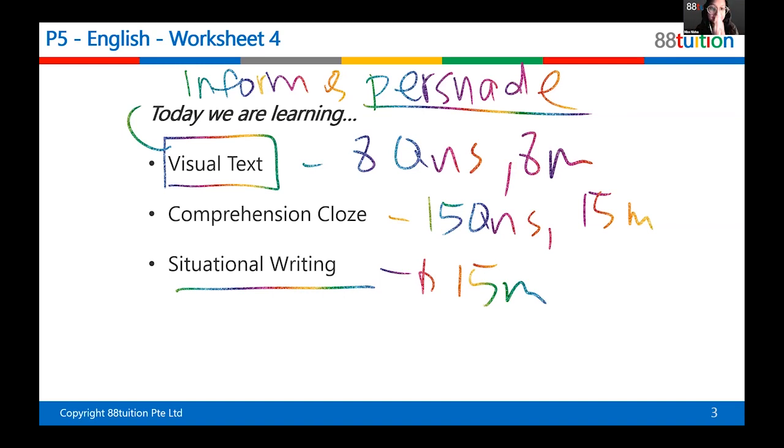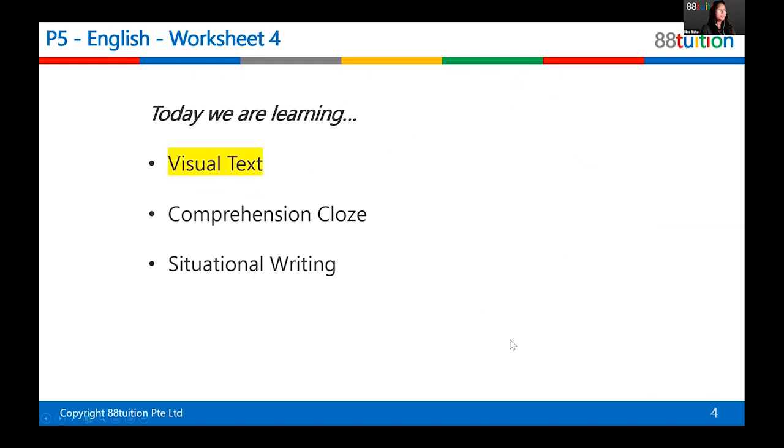The text, the poster or the advertisement, is either there to inform you about something or there to persuade you, to convince you about something. Sometimes the visual text can do both. So you're going to look at a few examples. You're going to tell me what the passage is doing. Is it informing you or is it persuading you? So let's look at the first one.